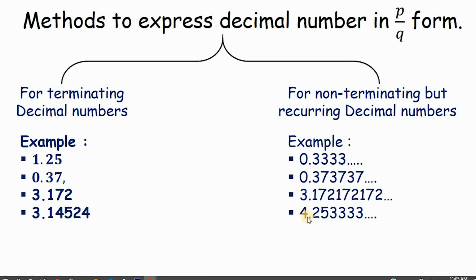The fourth one is slightly different from the previous three examples. Here you'll see that it's 4.25333. Here 25 is not repeating. The only digit that is repeating is 3. So here you'll have to apply a different method to express it in the form p by q. Now we'll start with terminating decimal numbers first. It's quite easy, since we have learned about converting terminating decimals into rational form in the lower classes.